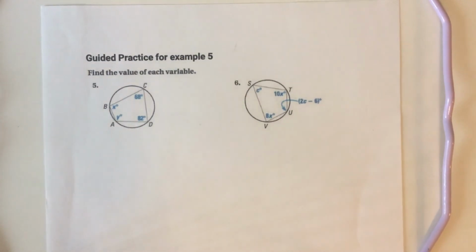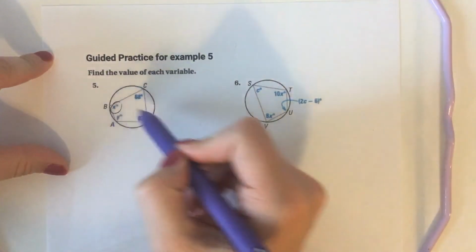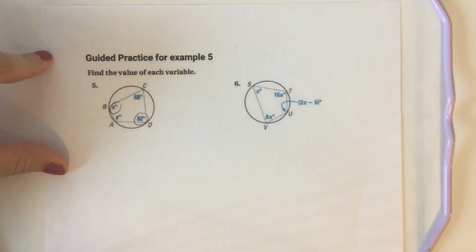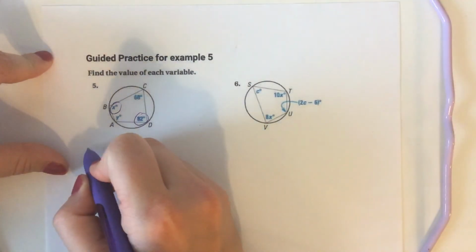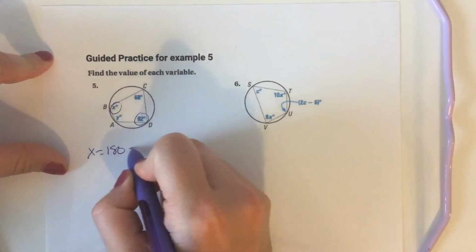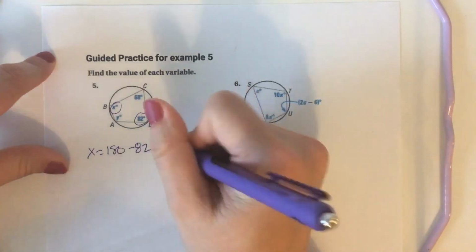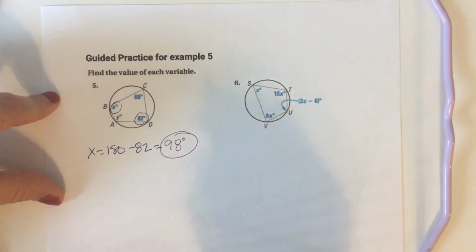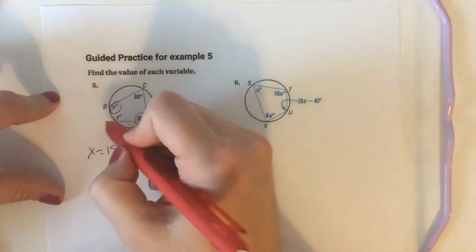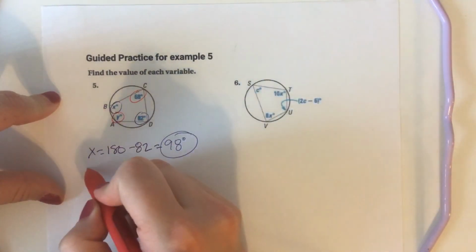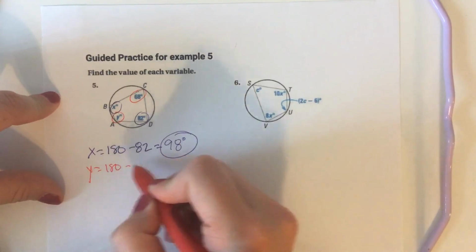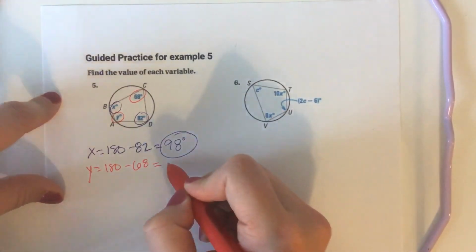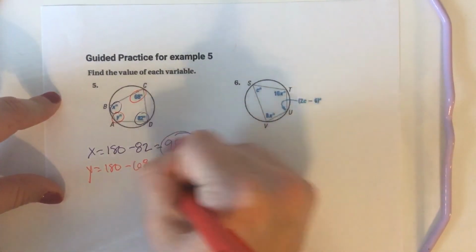Alright, so opposite angles are supplementary. Looking at our x's here, we know that those two are going to be opposite angles, so x equals 180 minus 82, so x is going to be 98 degrees. And then the same idea for y, opposite of the 68, so y equals 180 minus 68 to give us 112 degrees.